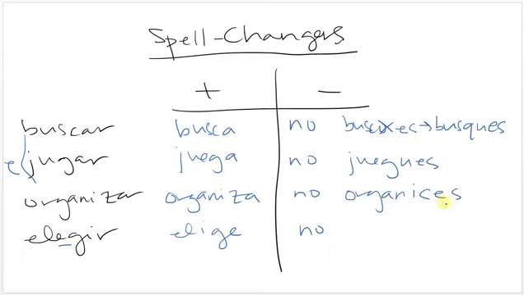No organices, don't organize. And then elegir is kind of a new one, so the yo would be elijo. It has a J. And then remember the IR endings go to A. So no elijas, don't choose. Because if you said that, it would be eligas. So we can't do that. So G is going to change to J. No elijas.